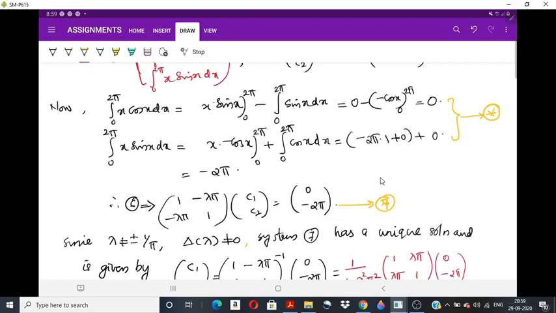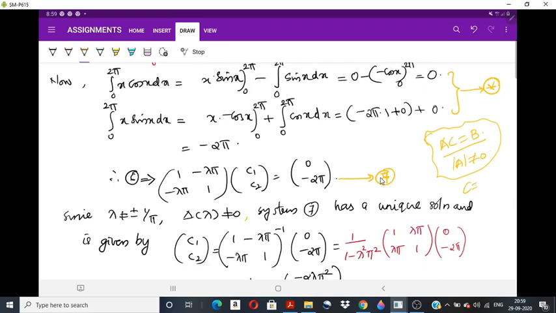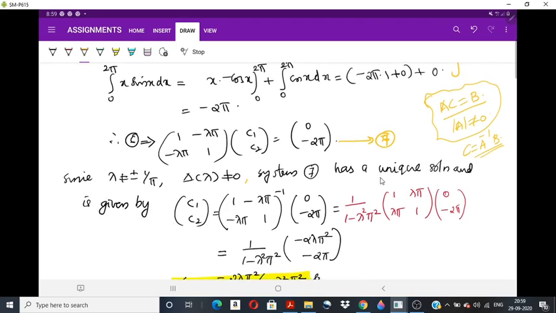Now we consider the given condition, that is lambda not equal to plus or minus 1 by pi. That means the determinant delta of lambda is not equal to 0. Then in the equation AC equal to B, if det of A is not equal to 0, this system of equations has a unique solution, and the unique solution is given by C equal to A inverse into B. So applying that, we have the unknown matrix C1, C2 equal to the 2 by 2 matrix A inverse into the column matrix 0, minus 2 pi.